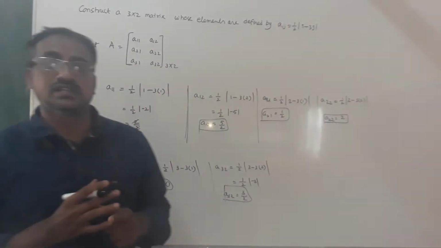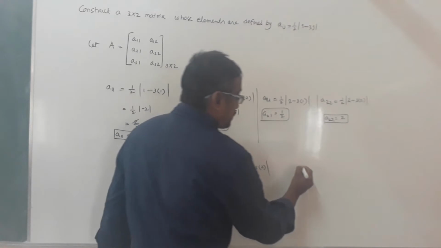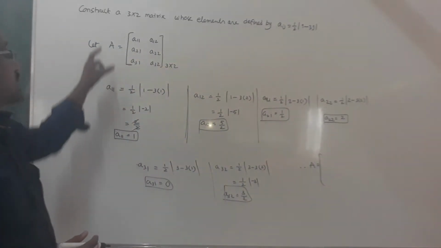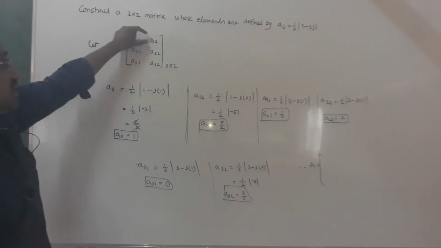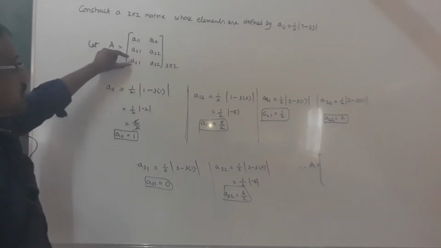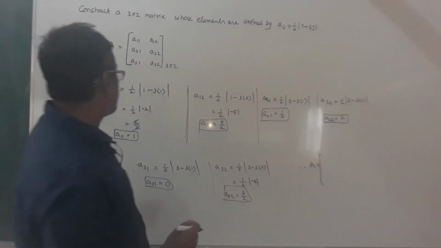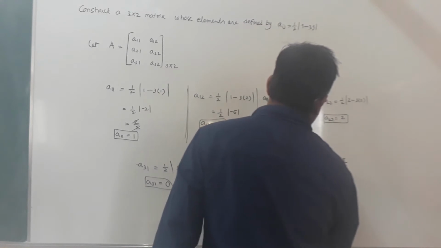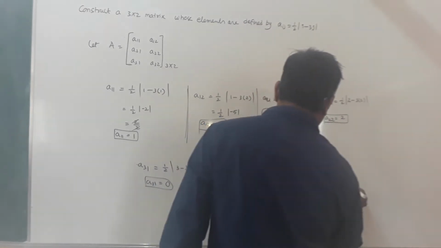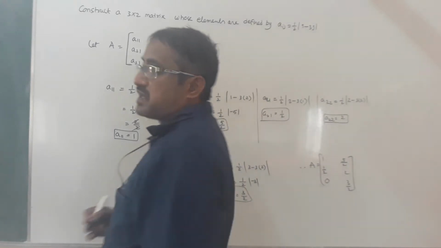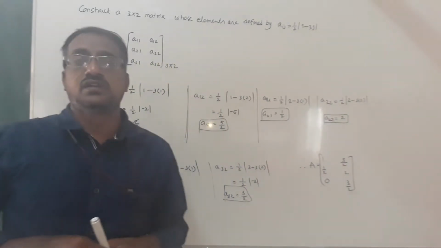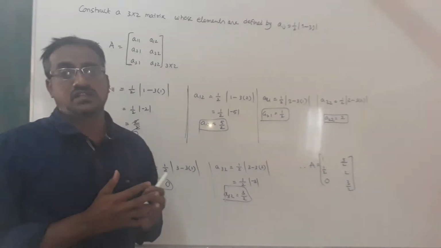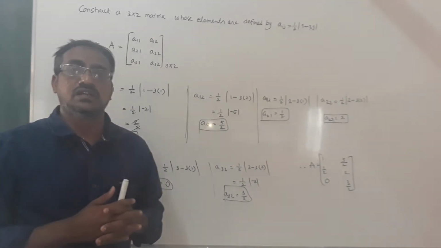Now you have the elements. Therefore, matrix A will be, replacing those elements A11, A12, A21, A22, A31, A32: 1, 5 by 2, 1 by 2, 2, 0, 3 by 2. Very, very important problem. They will ask these types of questions in MSET exams also.